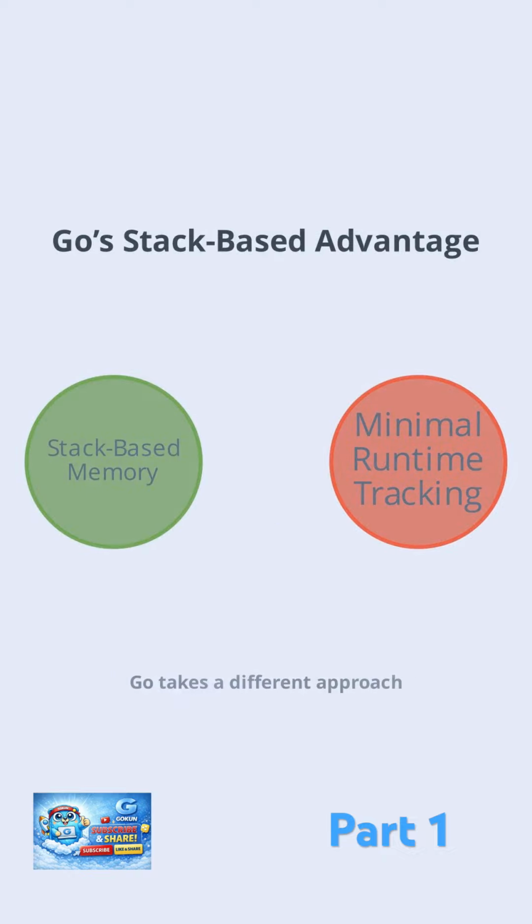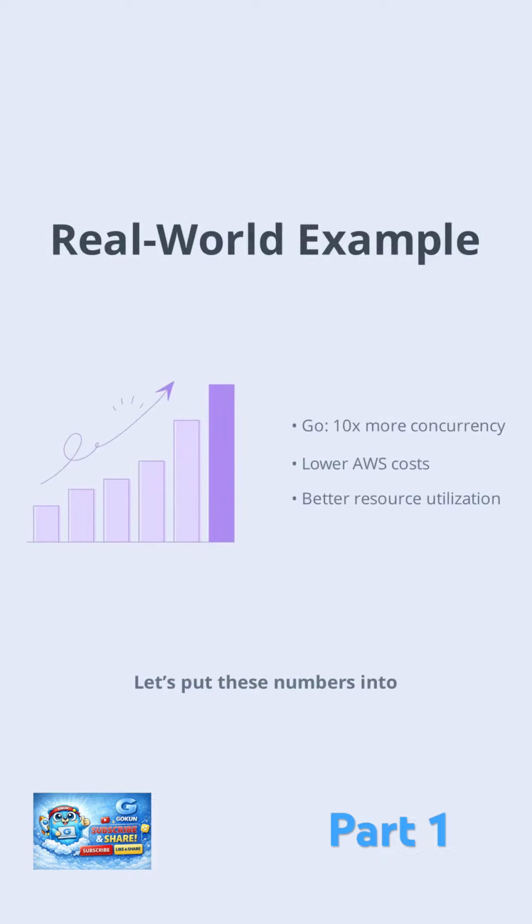Go takes a different approach. Each goroutine gets its own small stack, starting at 2 KB and growing only if needed. When a goroutine finishes, its stack memory is instantly reclaimed. No garbage collection scan required. This stack-based model means Go doesn't need to keep extra memory around for garbage collection, and the runtime tracking is minimal. As a result, Go can handle many more concurrent operations with less total memory, making it ideal for high concurrency backends. Let's put these numbers into perspective with a real-world example.